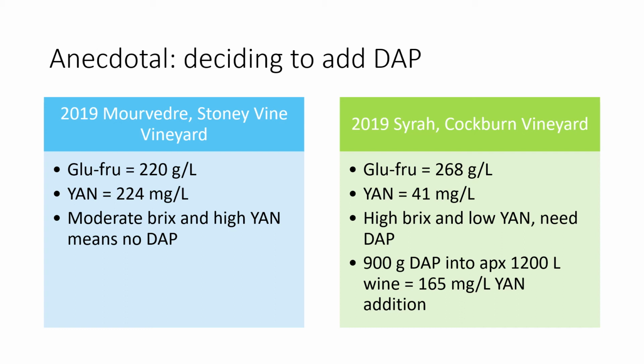But for our Syrah from Cockburn Vineyard, we have a significantly higher glucose-fructose level of 268 or 26.8 degrees Brix. We had a YAN of 41, which is not going to get us far. So high Brix, low YAN means definite DAP add, or we're going to stick this ferment quickly. So we added 900 grams of DAP, which came out to the equivalent of about 165 milligrams a liter of YAN that we added.